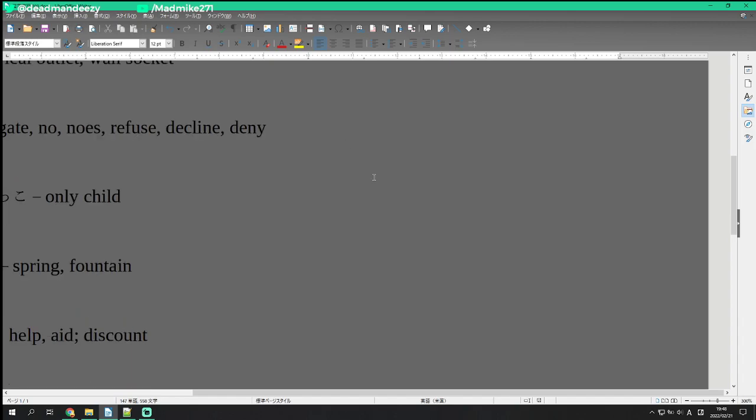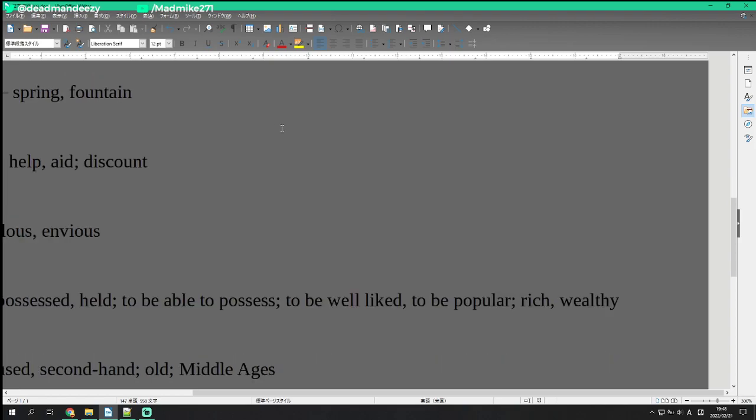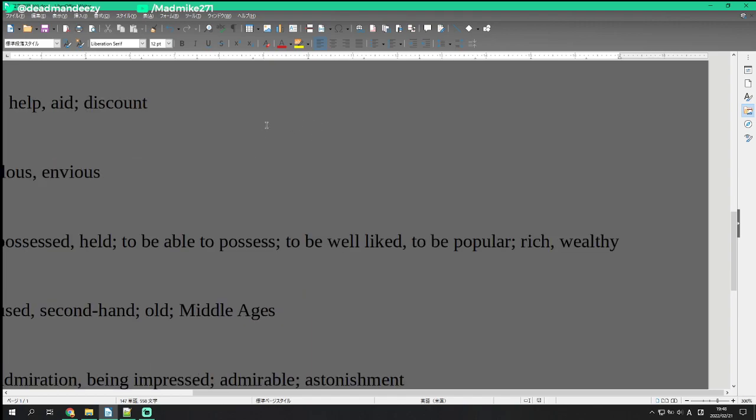To negate, to refuse, to decline, or to deny is ina or iya. Also is the kanji for iye or ya. Both mean kind of no or I don't like it. An only child is a hitoriko. Hitoriko is an only child. A spring or a fountain is an izumi. An izumi is a spring or a fountain. It's also a pretty heavily used name. Other pronunciation is sen.